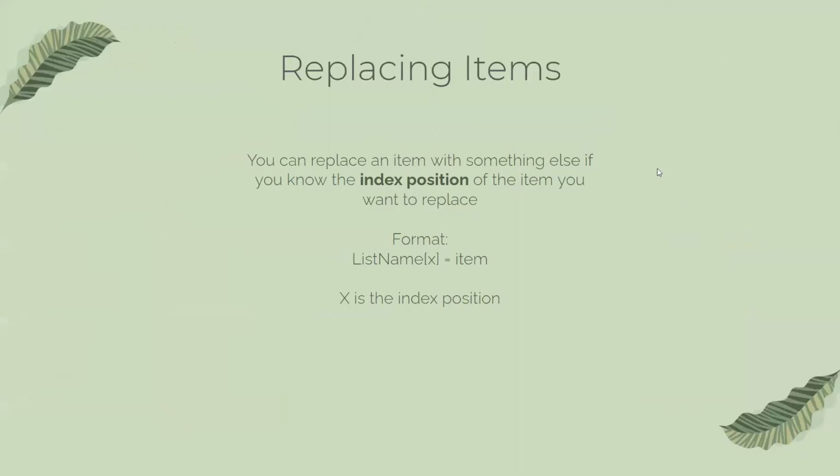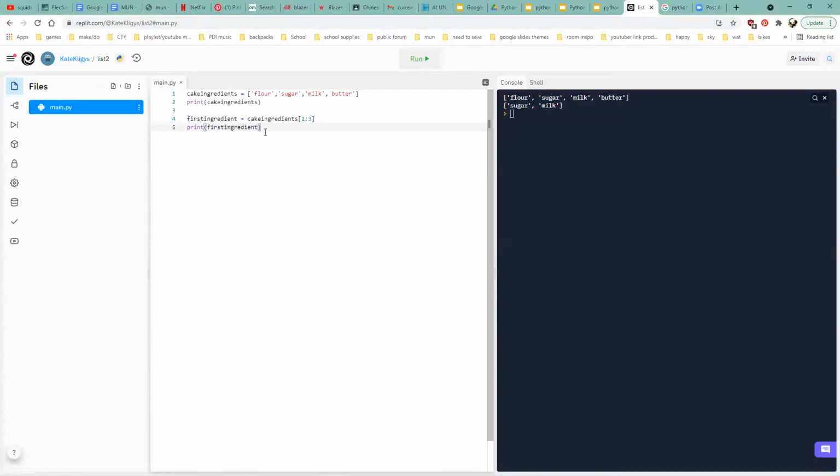You can replace an item with something else if you know the index position of the item that you want to replace. So here's the format: list, and then you put the index position of the item where X is, and then the item is what you want to replace it with. So here is another example. Okay, so for example, I decided that my cake didn't want to have flour in it anymore. I could do cake_ingredients.